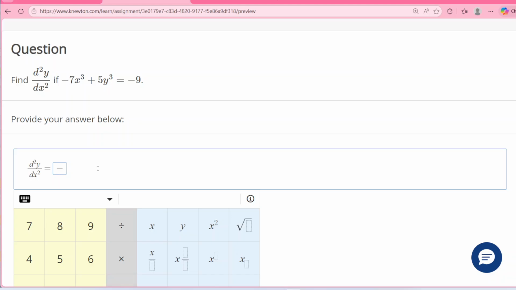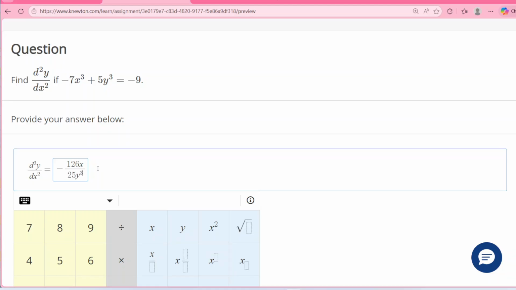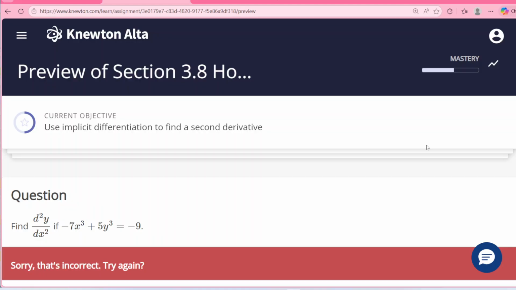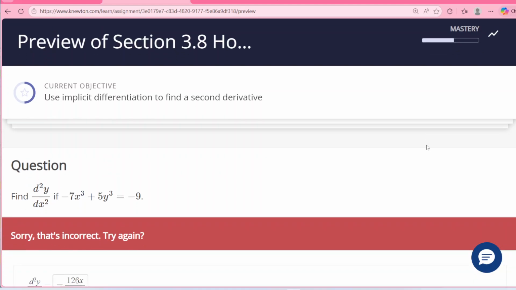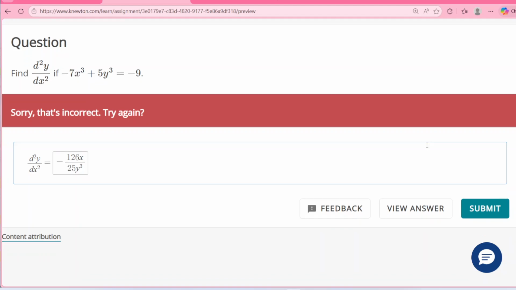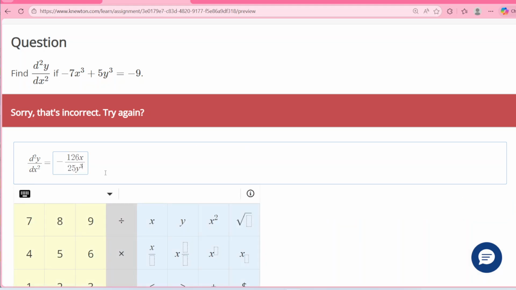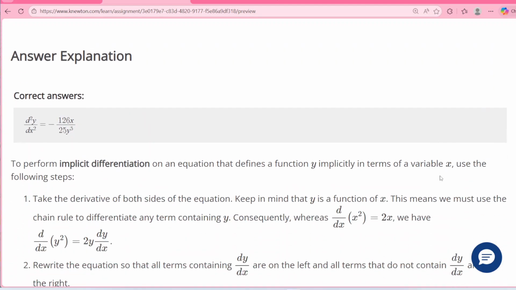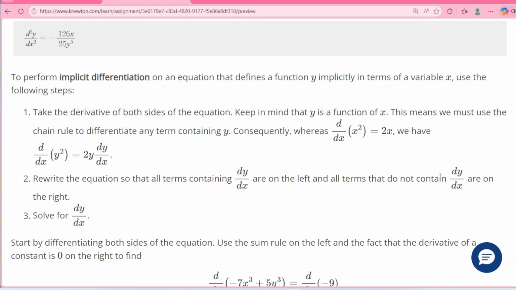So this would be the totally simplified version of the second derivative involving just x and y. So in the numerator, negative 126x, and divided by 25y cubed. Oh no, I made a mistake. Oh no, y to the fifth. I wrote down y to the fifth and typed y cubed and said y cubed. This should be 25y to the fifth down here. My apologies. All right, great. Okay, sorry, I wrote it down correctly. I just didn't type it right.